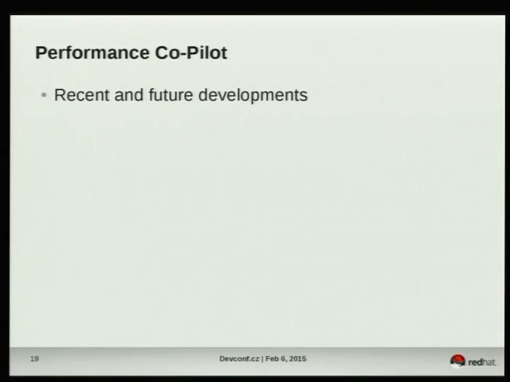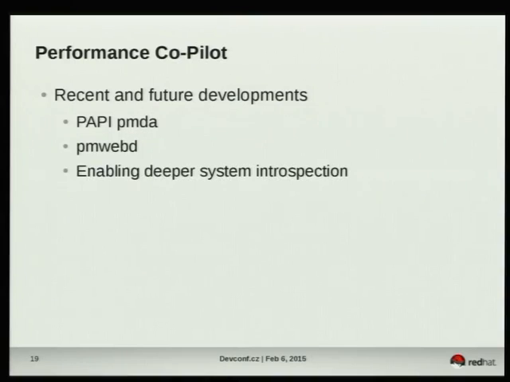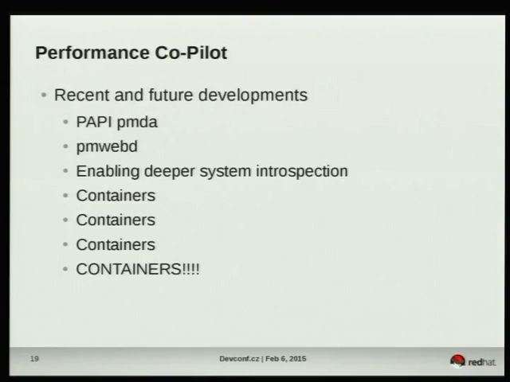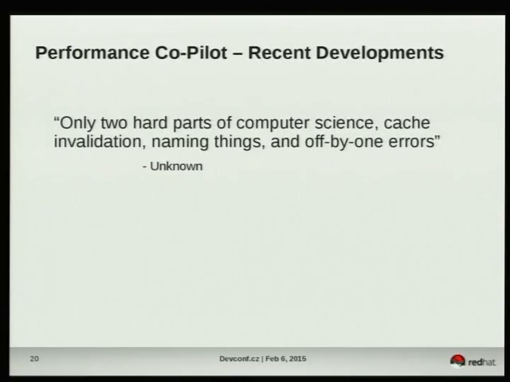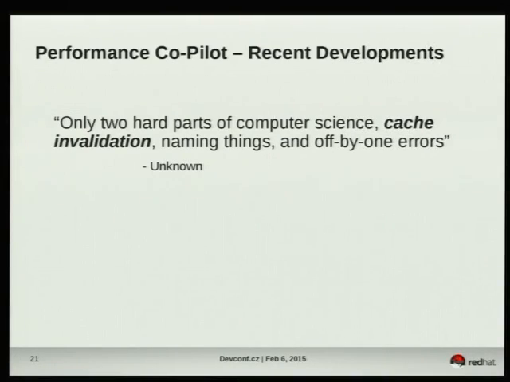So a couple of recent and future developments that are going on to highlight how you might make use of this. First is the PAPI PMDA, PMWebD, deeper system introspection, and containers. So that might be a joke, but cache invalidation is actually a performance issue and something we want to track, right? A 0.5% increase in cache validation for, let's say, your level 3 cache can significantly increase or decrease performance.